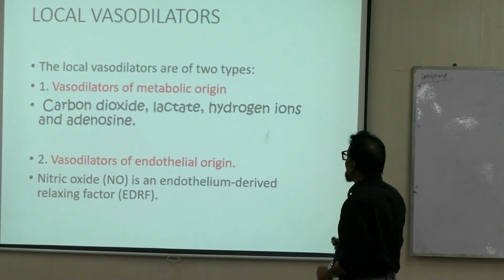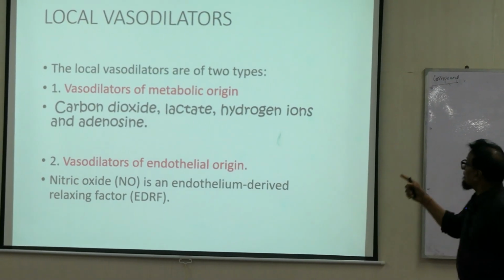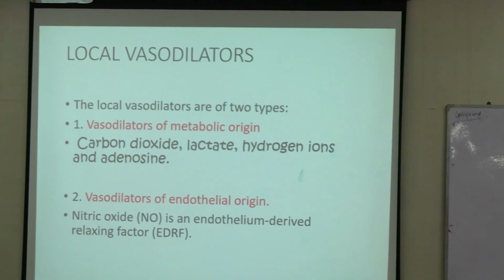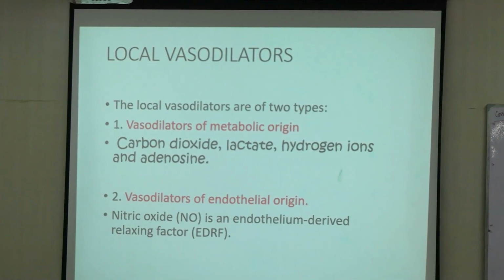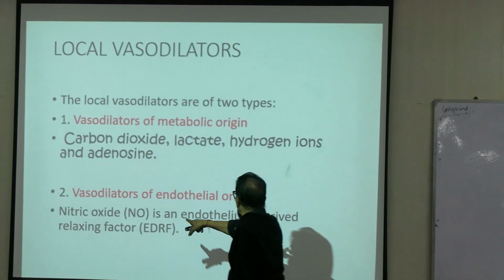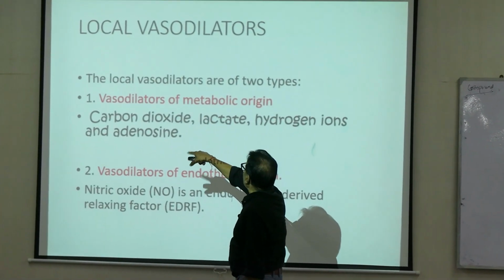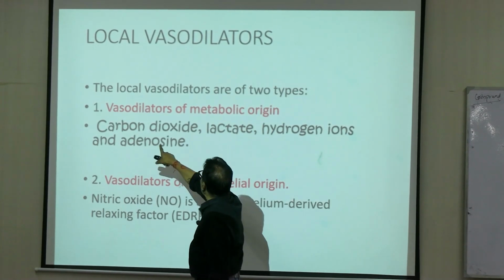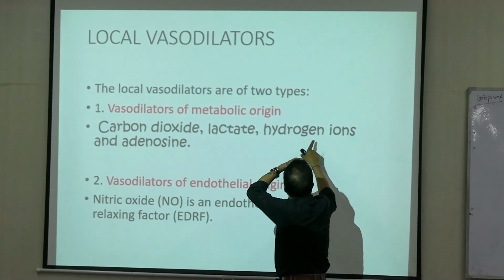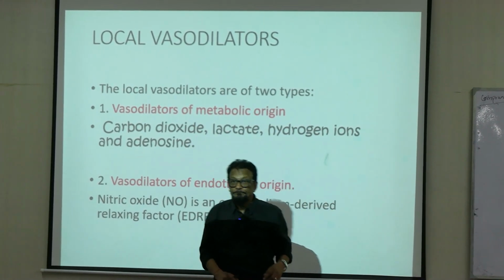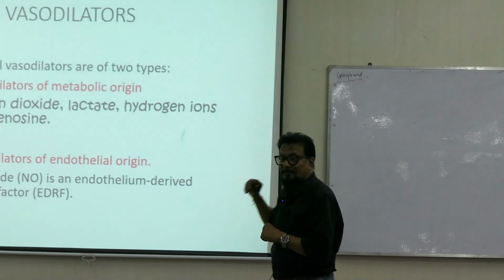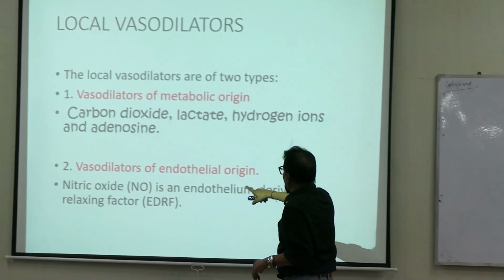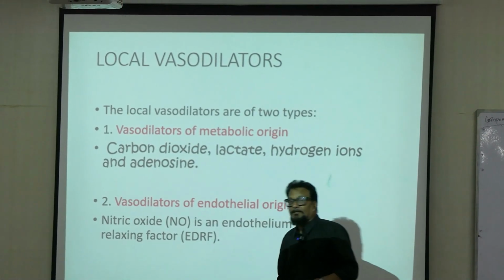Then vasodilators are of two types. One is metabolites, another is produced by the endothelium. Metabolites in the tissue: carbon dioxide, lactic acid, hydrogen ion, and adenosine. Their increased level will cause vasodilation, and nitric oxide also causes vasodilation.